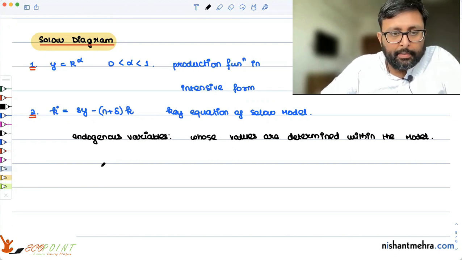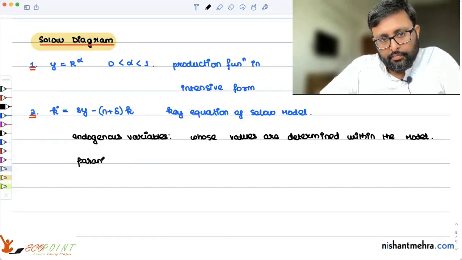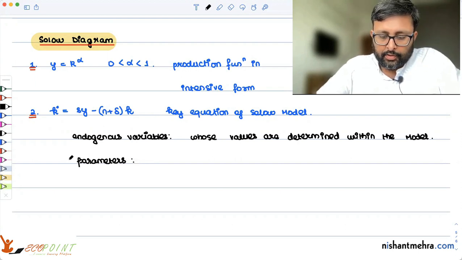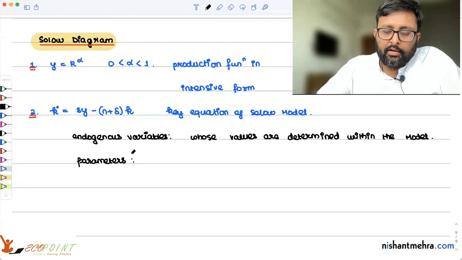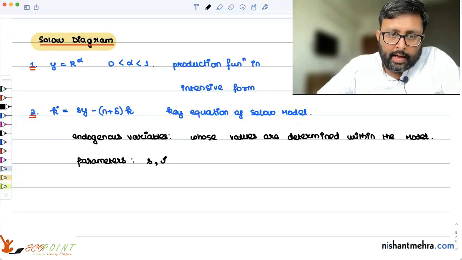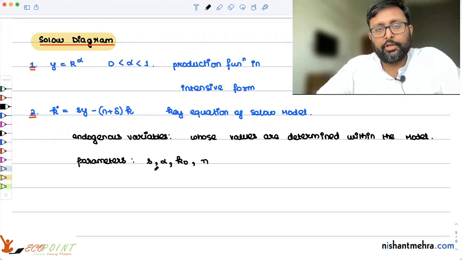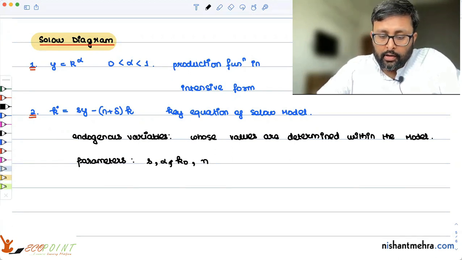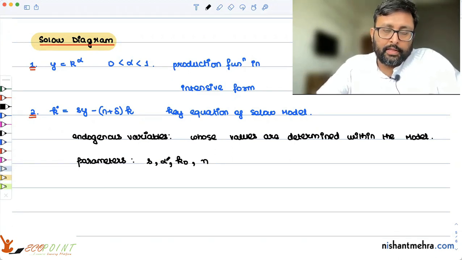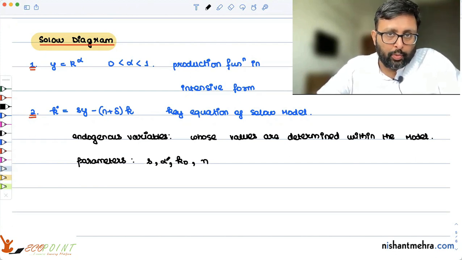And parameters. Parameters are given numbers, right? For example, small s, alpha, the initial value of capital per worker, and the population growth rate. These are single values, and they are not changing over time.